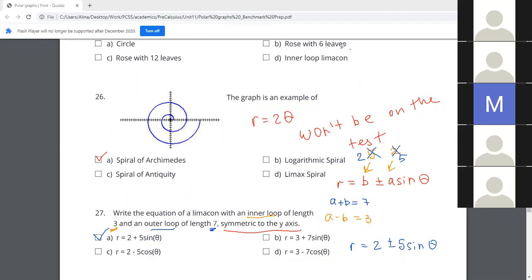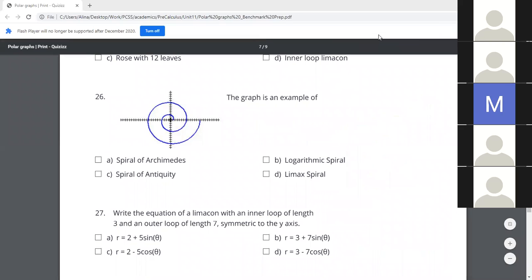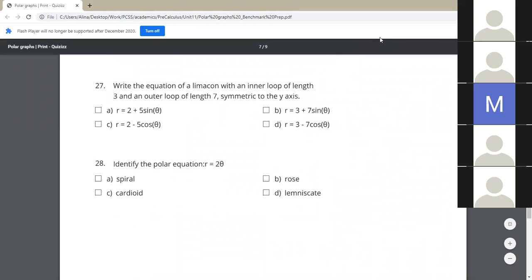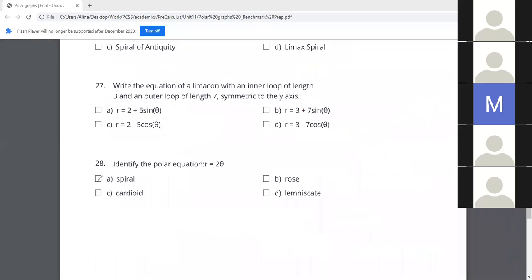I think we have 3 questions left. All right, 28 will not be on the test. It's a spiral, but not on the test, which means don't worry about that.